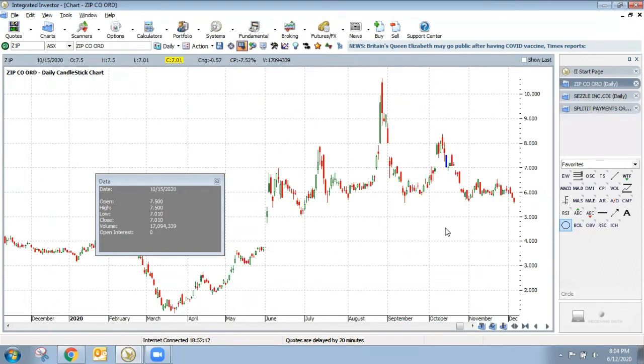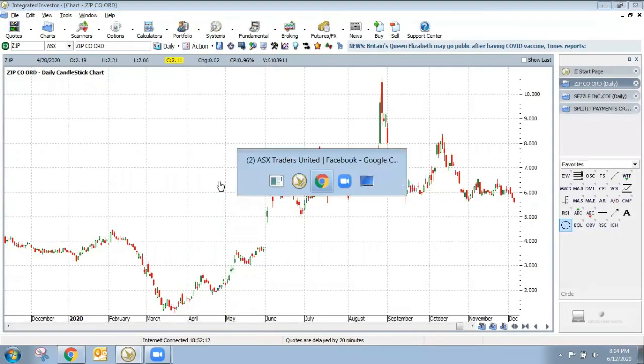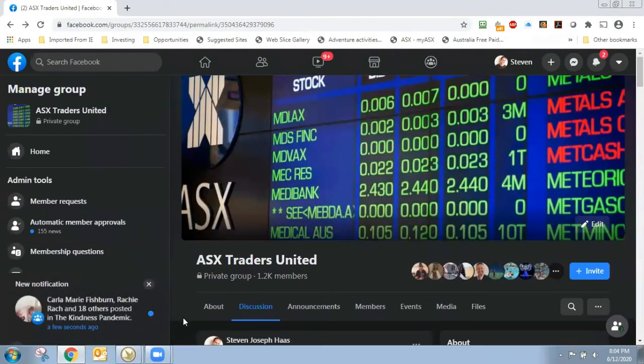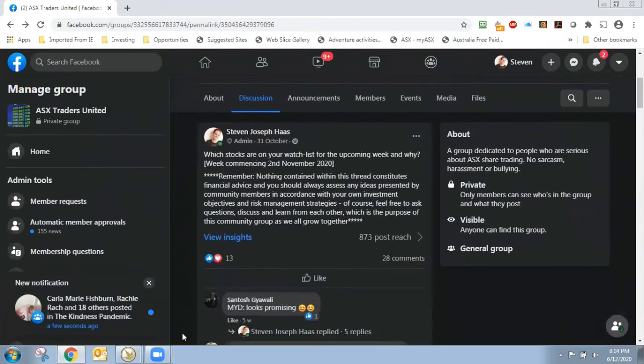Head and shoulder patterns are usually quite powerful in relation to giving predictions. That is one of the biggest things there as well. And if we go across to the Facebook page, we will see, actually I'll close that off quickly and then we'll flip back to the Facebook page. This was discussed back on the 31st of October.